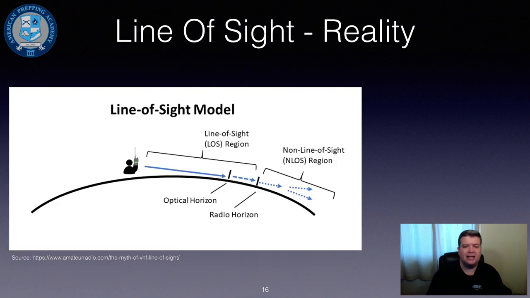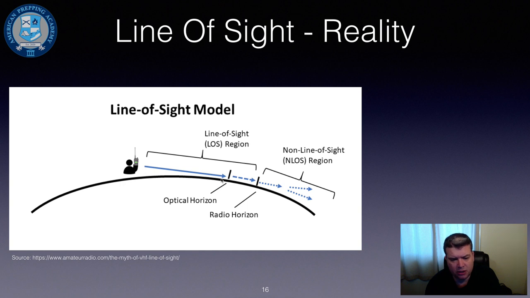Okay, so line of sight. This is the reality of line of sight and how it actually works. So the first thing is that you're going to have your optical horizon. That's the horizon that you see as you stand on the ground. Now, line of sight in this range is going to be really good. As you can see, it's a nice solid arrow here. You're not going to have any problems.